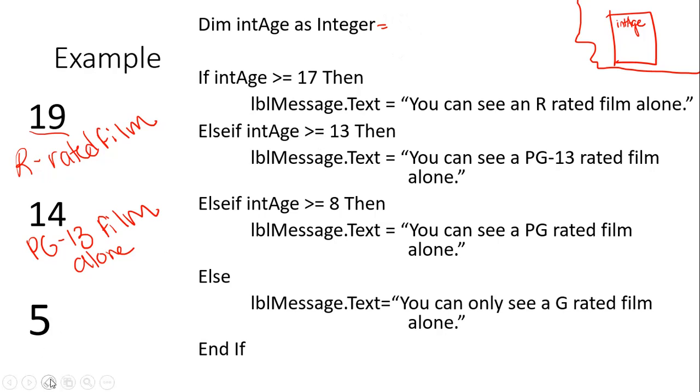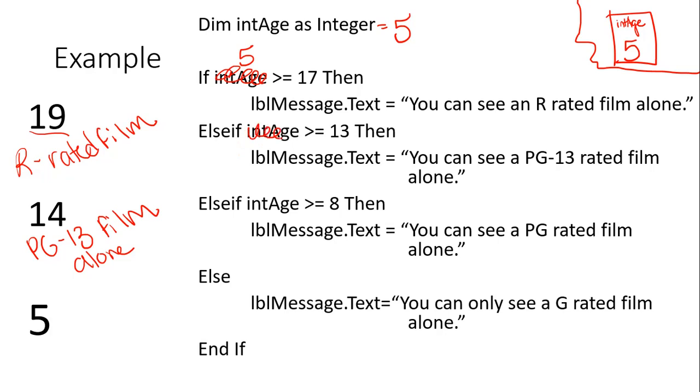Oh, missed a cover. There we go. 5. So we're assigning it 5 this time. Int age is 5. So let's check. Is 5 greater than 17? No, right? 5 is definitely not greater than 17. Let's go to the next one.